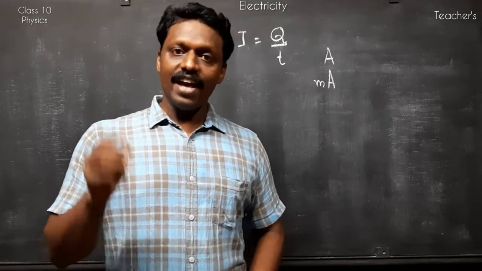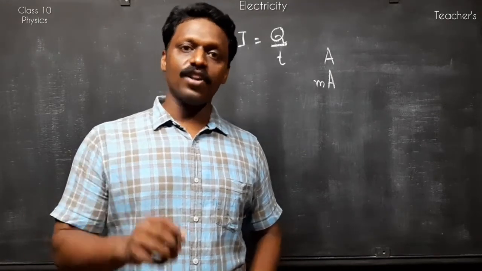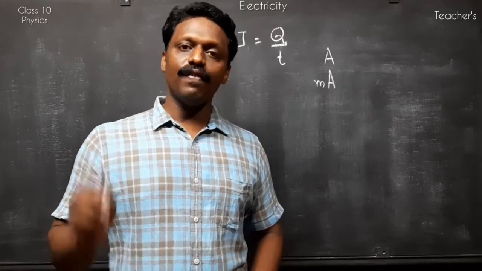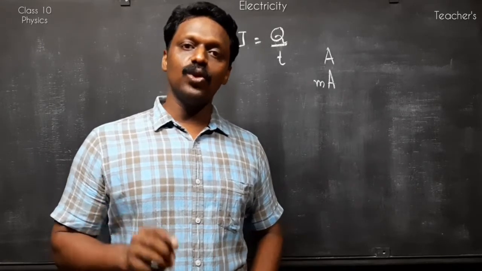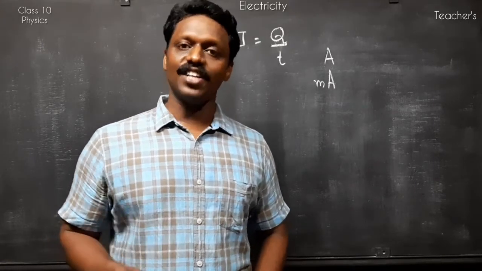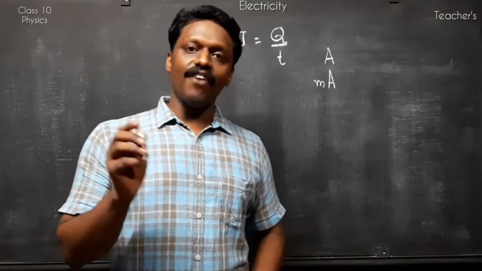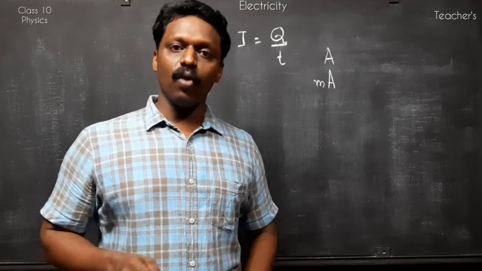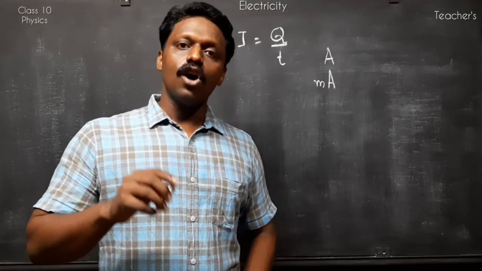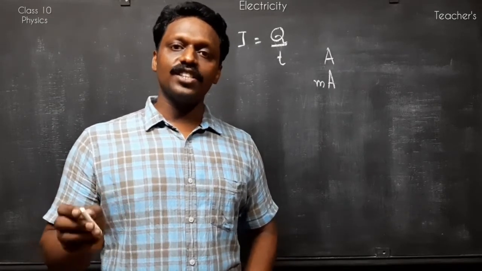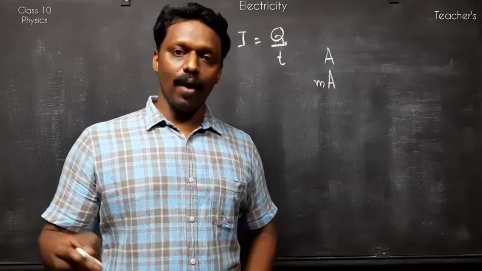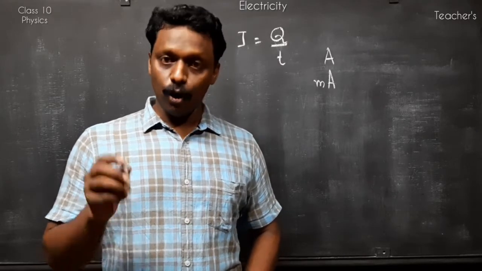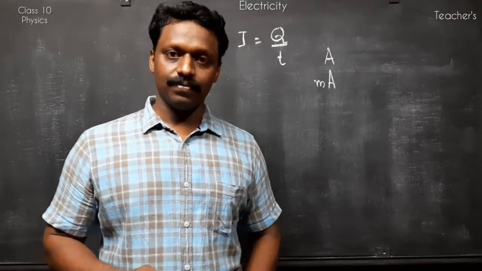For example, a single dry cell has a potential difference of 1.5 volts between its two terminals, positive and negative. So when a dry cell is connected to a torch bulb through copper wires, its potential difference causes the electric current to flow through the copper wires and the bulb, due to which the bulb lights up.